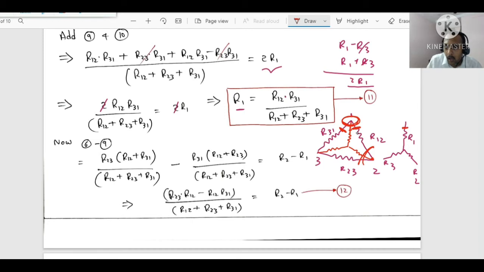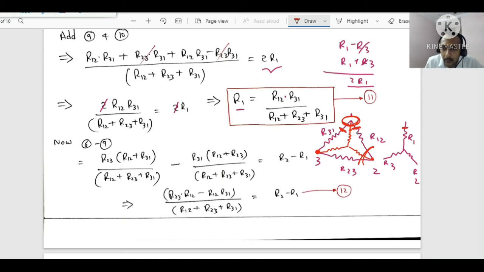At this point, which two resistors are joined? R12 is joined, R23 is joined. So your R2 will be in terms of R12 and R23 whole divided by sum of all. Similarly, if you want R3 at this point, which two resistors are joined in delta? R31 and R23. Like this you can remember.